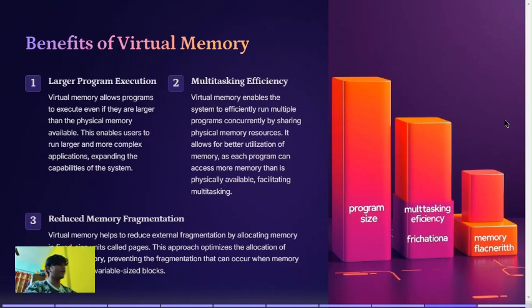Reduced memory fragmentation. Virtual memory helps to reduce external fragmentation by allocating memory in fixed size units called pages. This approach optimizes the allocation of physical memory, preventing the fragmentation that can occur when memory is allotted in variable sized blocks.